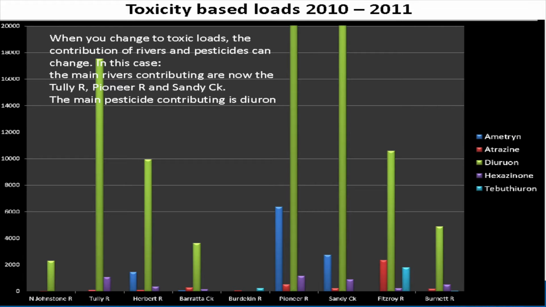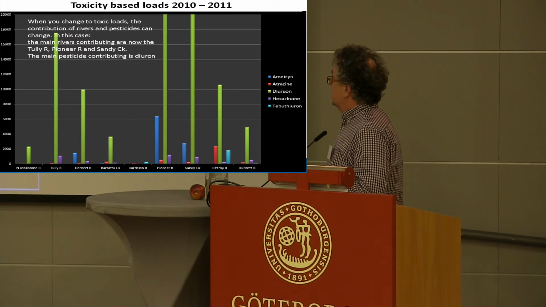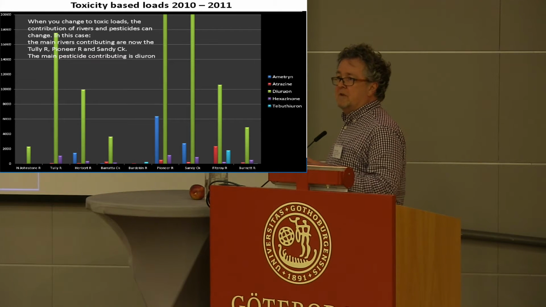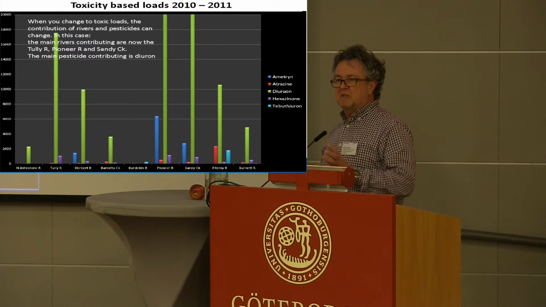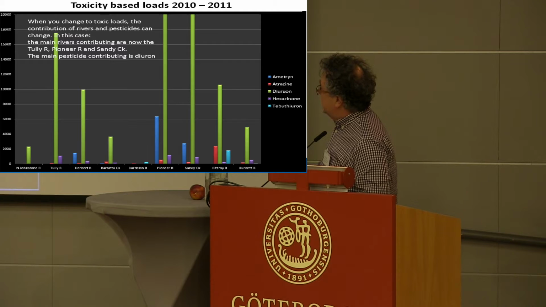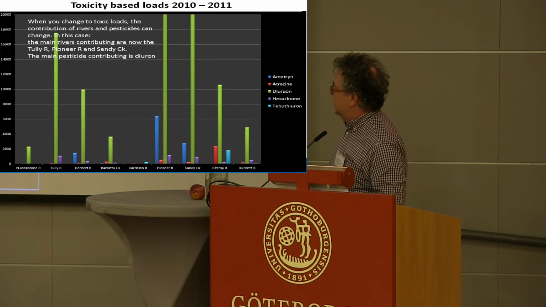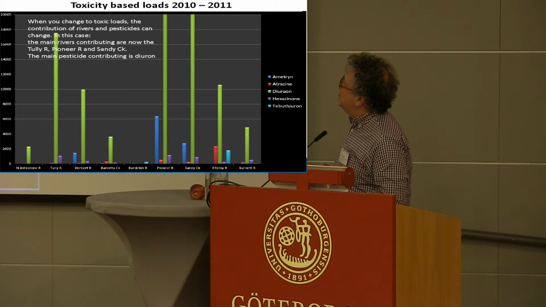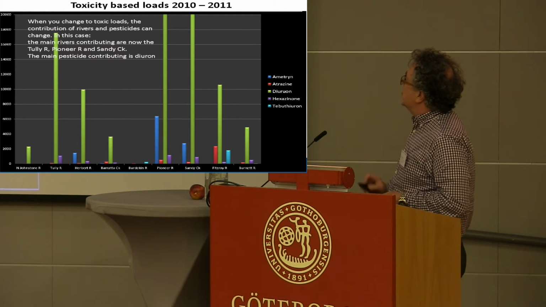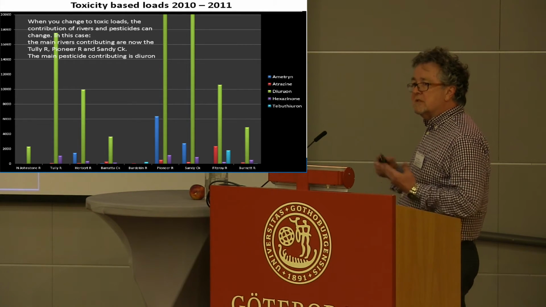But when you change it to toxic loads, which take into account the relative toxicity, the picture is completely different. The Fitzroy is no longer really very important. This is a creek, not a river, a creek, so it's really small. Its catchment's only about 300 square kilometres. Small by our standards. But it's one of the major contributors. And some of these other ones, which all had tiny, tiny total loads, when you start looking at it in terms of toxic loads, they become really quite important. And it's no longer tebuthiuron which is the most important driver, it's diuron, because it's the most toxic.